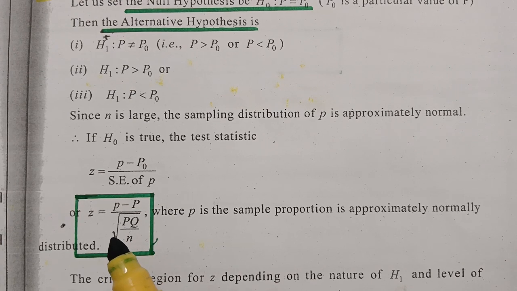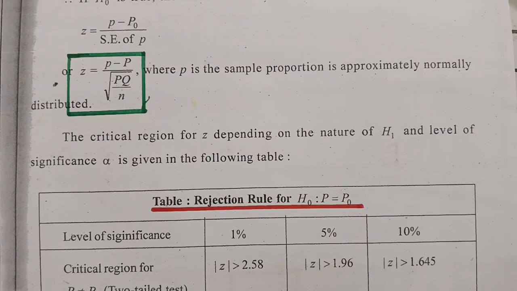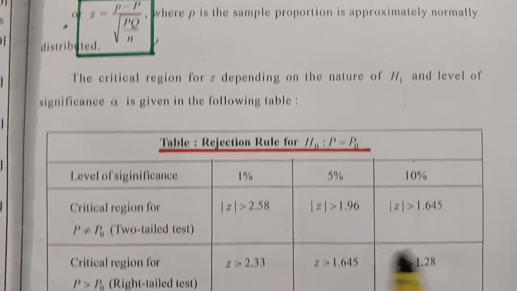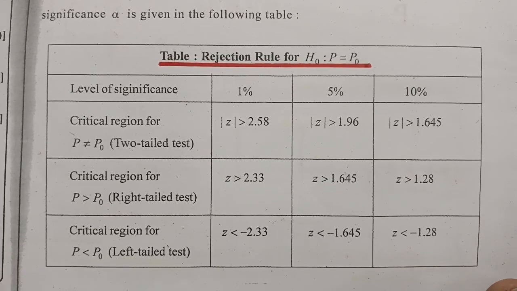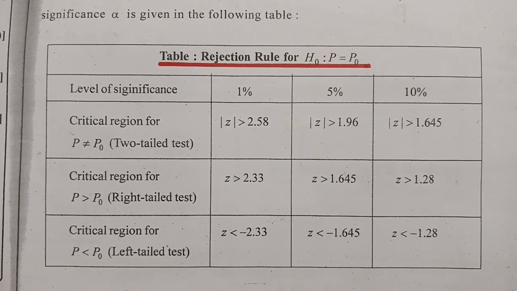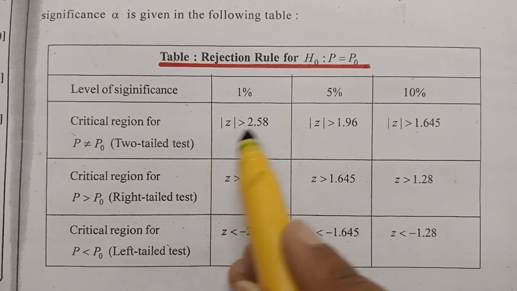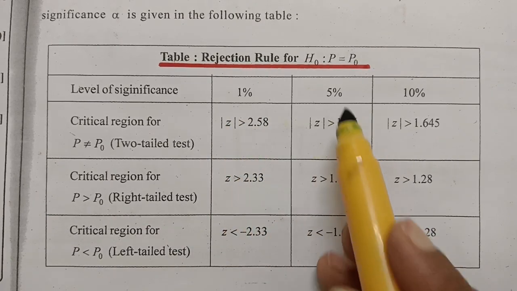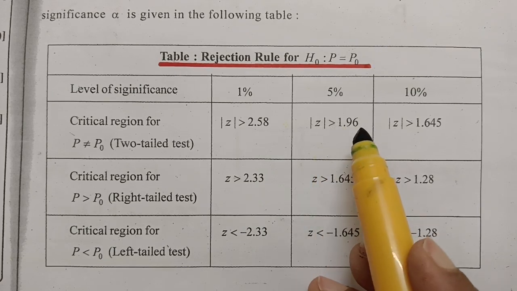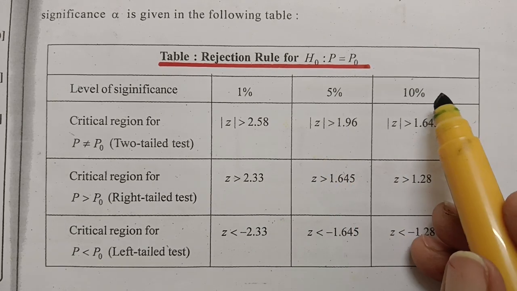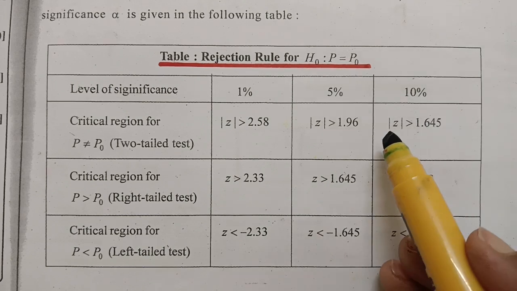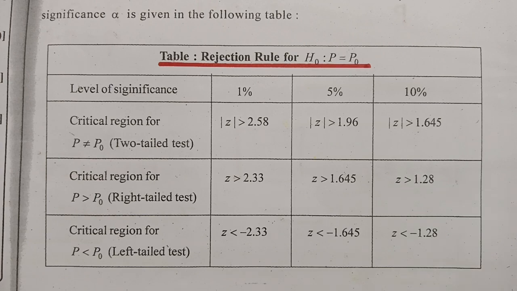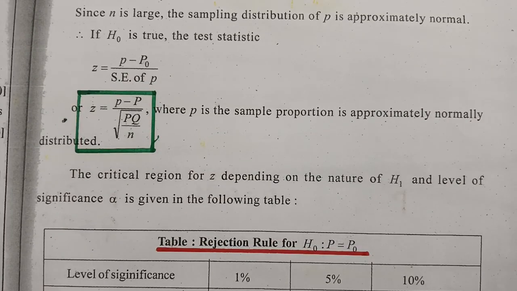And the next one is the level of significance. There are three kinds of level of significance: 1%, 5% and 10%. And this is the rejection table. Please take a screenshot so that you'll get all the values here. For 1%, if the calculated value is greater than 2.58, we reject. For 5%, if the calculated value is greater than 1.96, we reject the null hypothesis. And for 10% level of significance, if the calculated value is greater than 1.645, we reject the null hypothesis. And this is the rejection table.